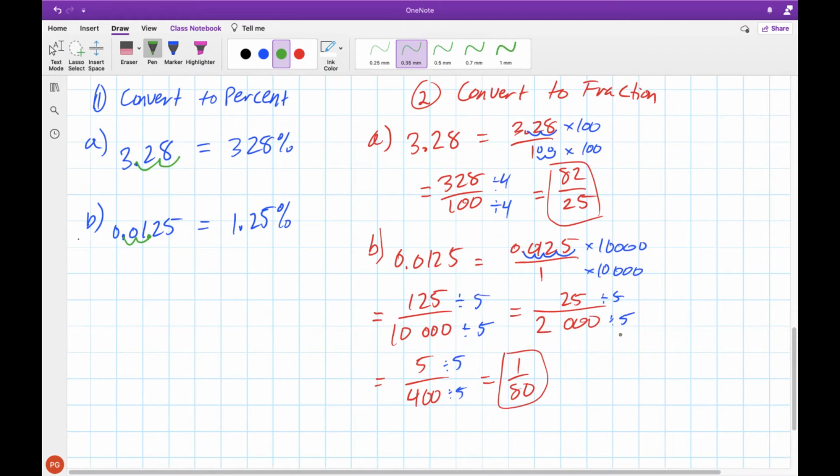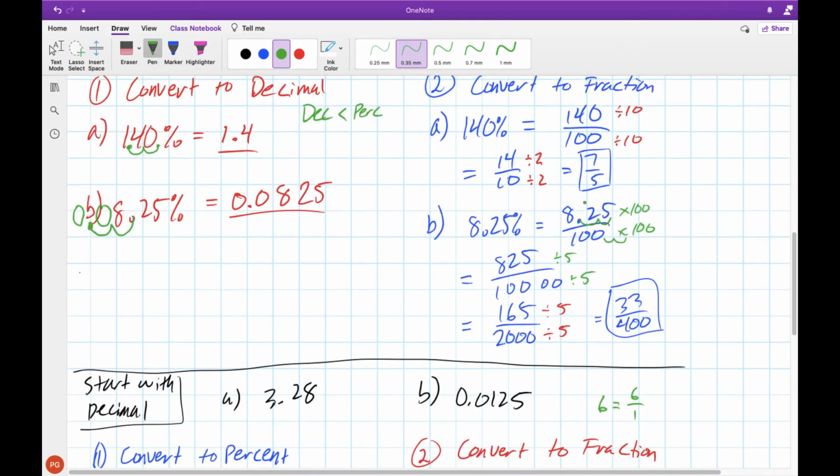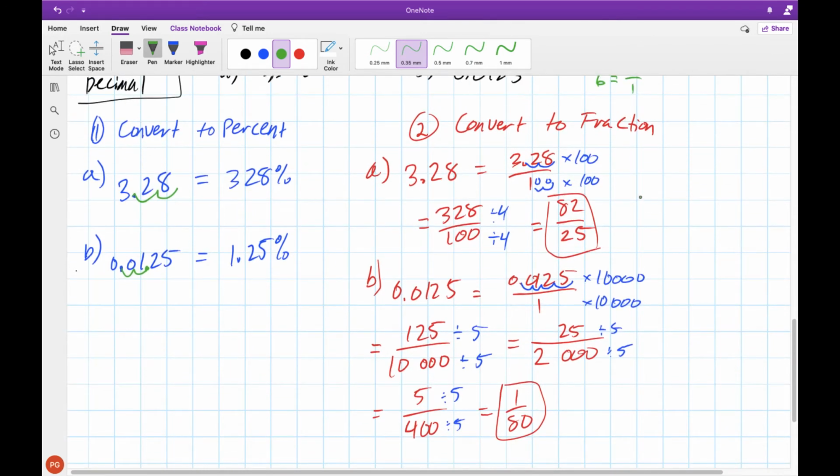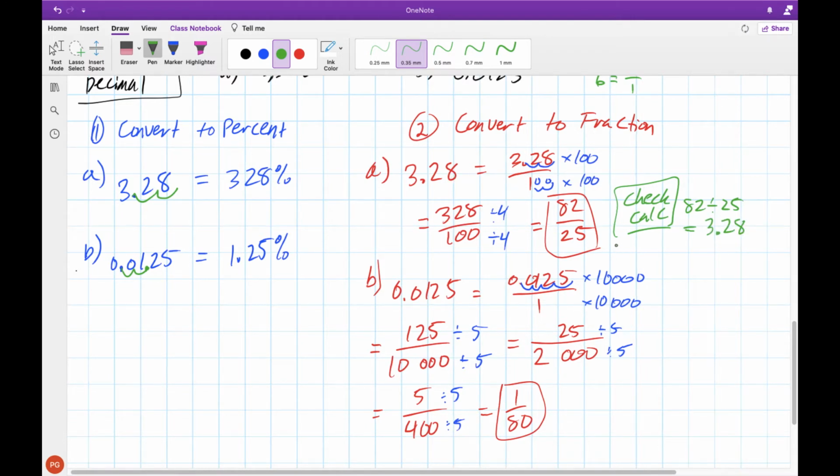One other thing I wanted to mention with these: any time that you convert to a fraction, so whether it's a percentage to a fraction, or especially a decimal to a fraction, we can always check this using our calculator. So if we just plug in 82 divided by 25, we would expect to get back this decimal right here. And if you do it, you will. But if you screw up the calculation somewhere, and you do a check where you divide these two, you'll get a different decimal, and that'll tell you that you've made a mistake somewhere.